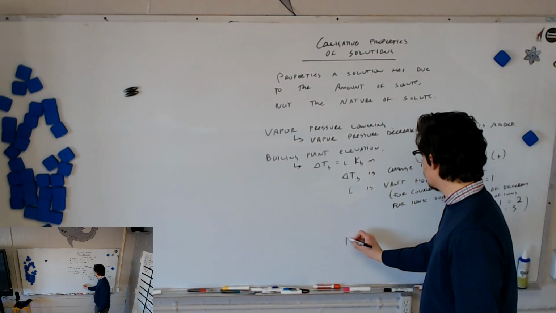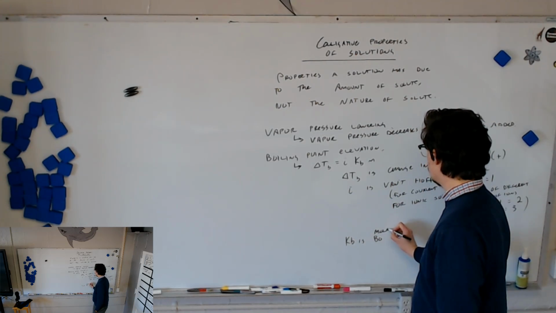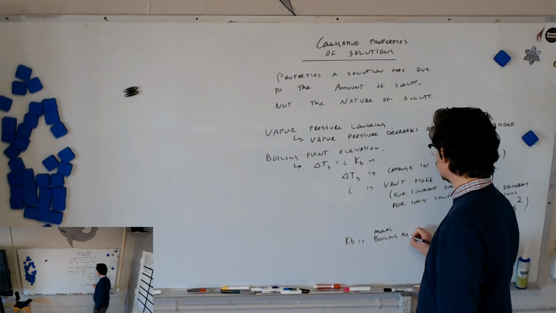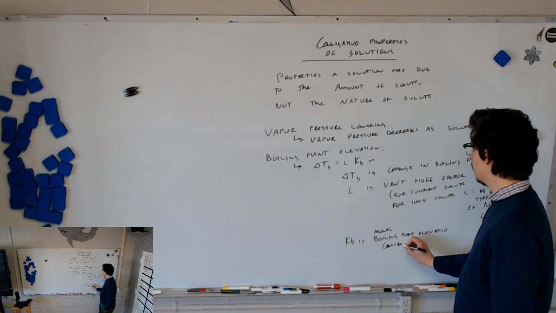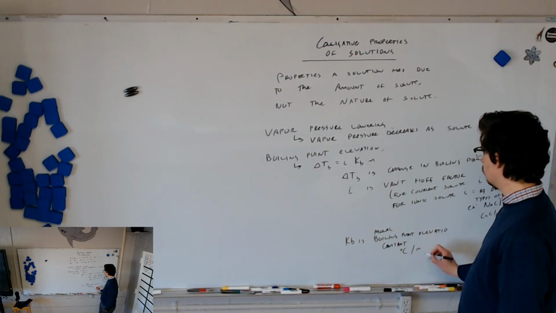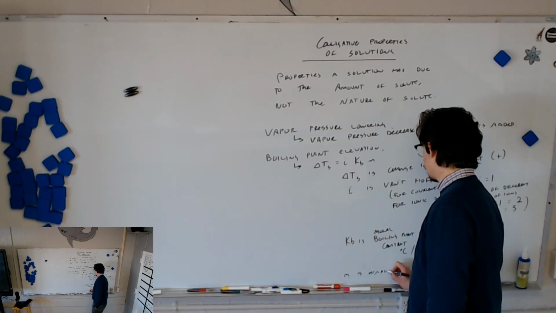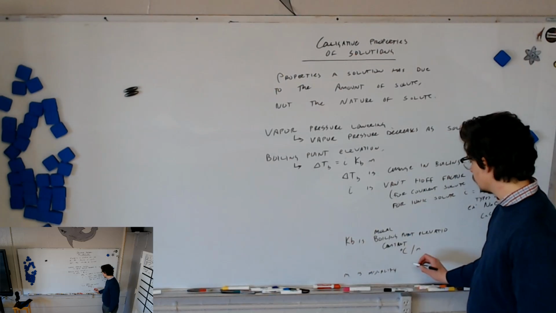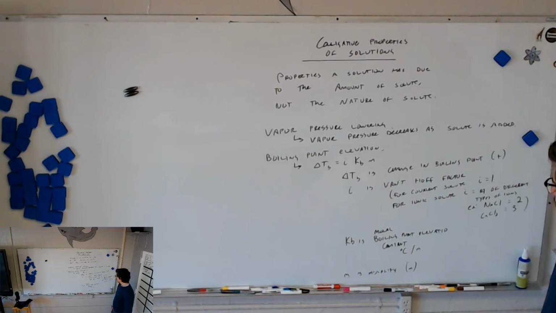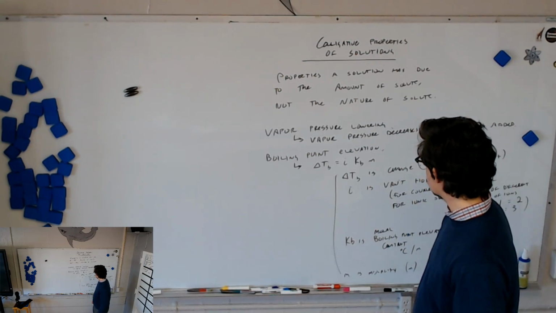And then K sub B, as we said, is what we call the molal boiling point elevation constant. And this is given in degrees Celsius per molal. And m, lowercase m, is molality. And remember, molality is a measure of concentration. Freezing point depression works very similarly.